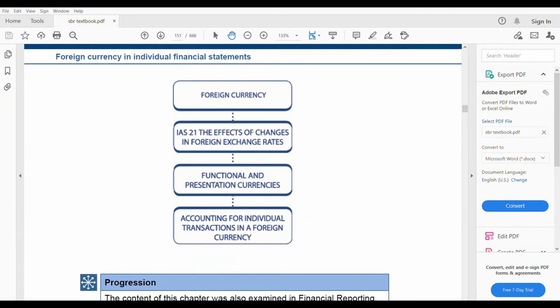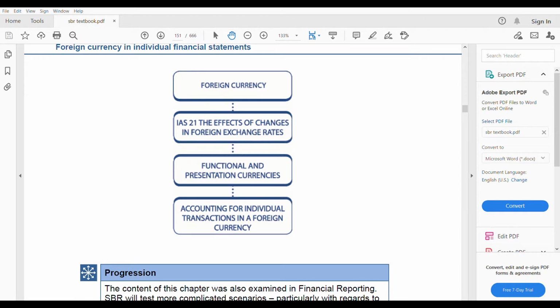so let us see what are we going to cover in IAS 21. Foreign currency, then we are going to see IAS 21. We are going to go in depth in IAS 21. We have to know what is functional and presentation currencies. How to determine what is a functional and what is a presentation currency. This question is very common. 95% of the time this question has been asked.